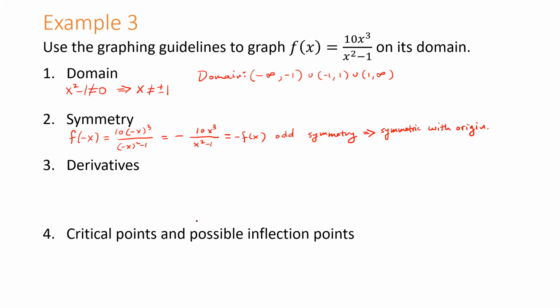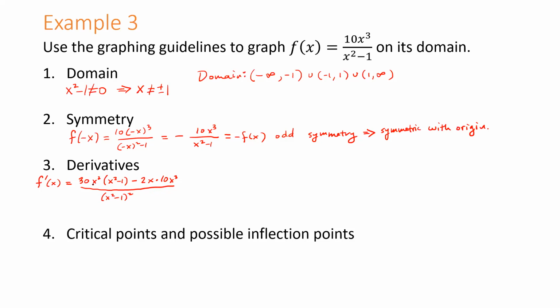Okay, hopefully I gave myself enough room here to work out the derivatives. Let's try and squeeze that in here. Notice that we're going to have to use the quotient rule to do the derivatives. For the first derivative, the derivative of 10x cubed will be 30x squared, times the denominator, x squared minus 1, minus the derivative of the denominator, which is 2x, times 10x cubed in the numerator, divided by x squared minus 1 squared.